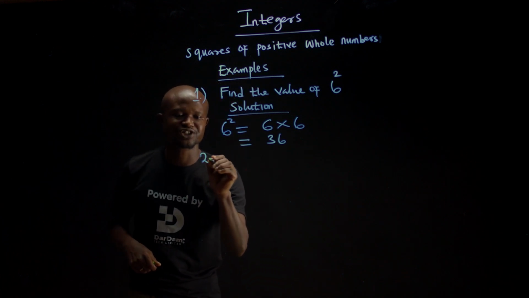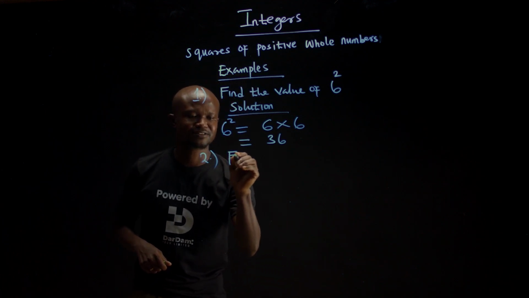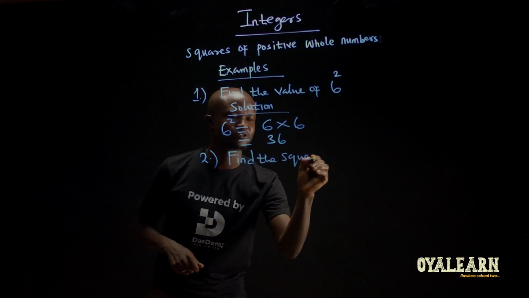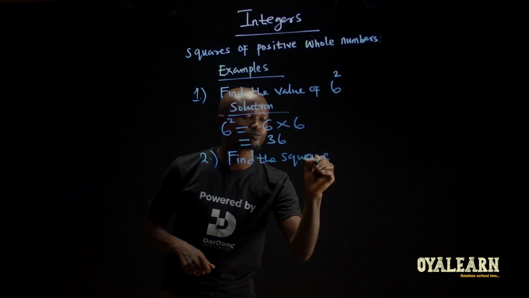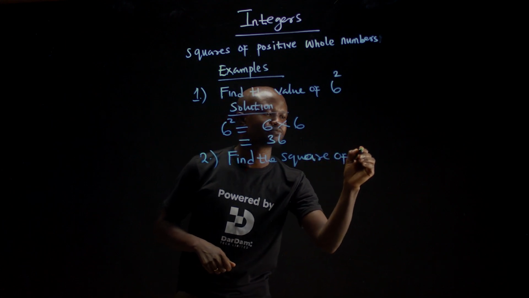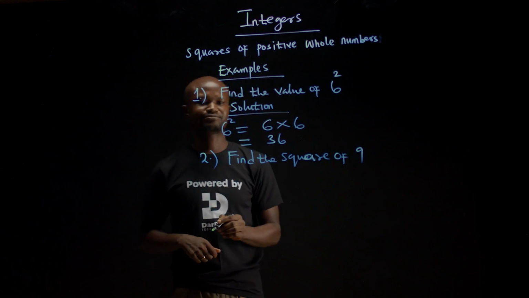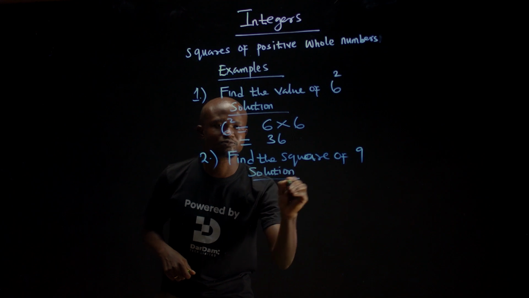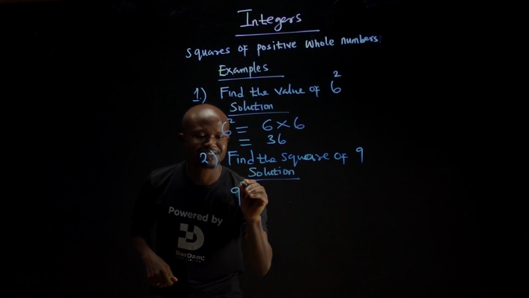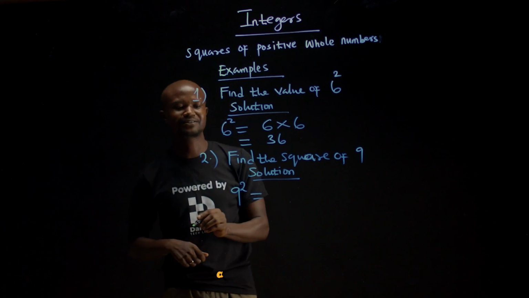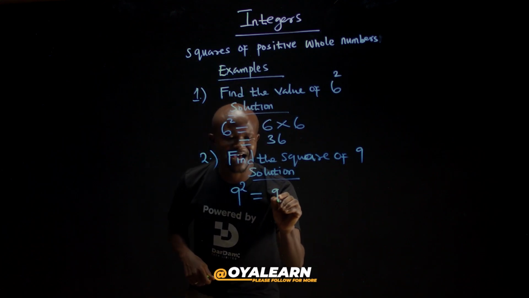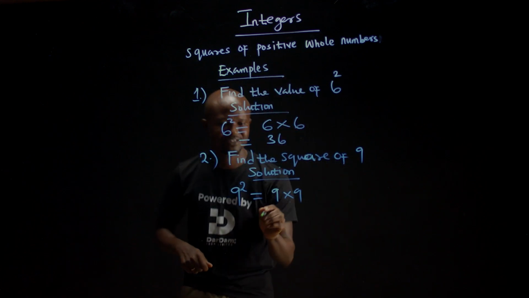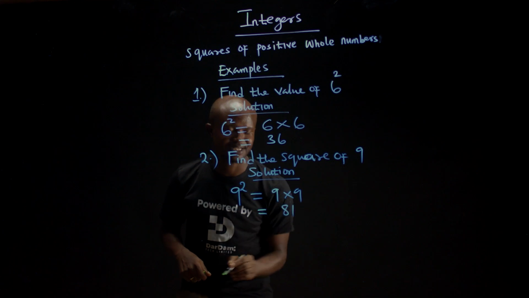The second question. Find the square of 9. Solution. We are asked to find the square of 9. So this is the same thing as what? 9 times 9. So in this case, 9 times 9, that's what? 81. That's the answer.